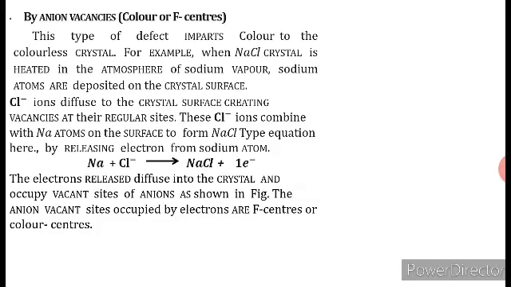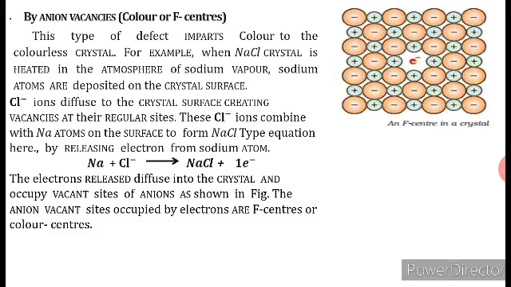This electron which is released by chloride ion occupies the vacant site generated by this chloride anion, and this particular free electron which occupies the anion vacancy is only known as F center or color center. Why is it known as color center? Because it is responsible to impart color, to produce color in the crystal lattice. It will be more clear with the help of a diagram.